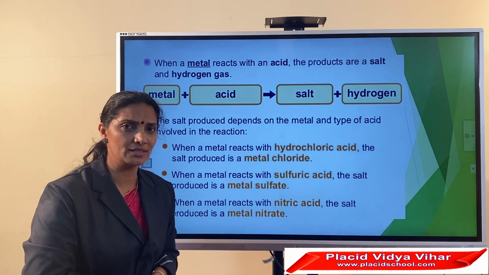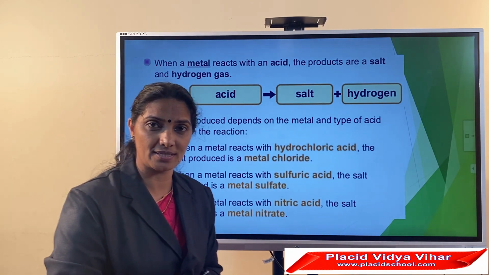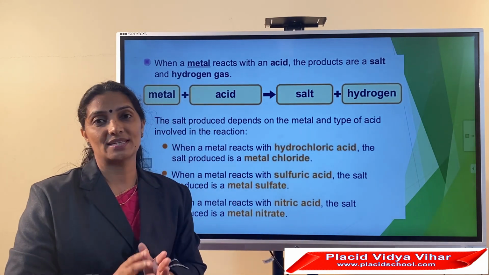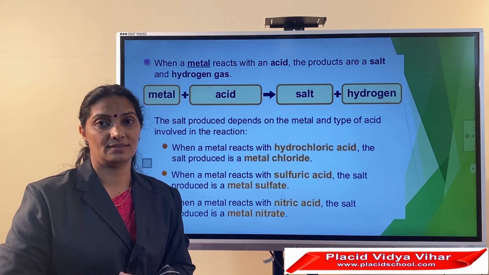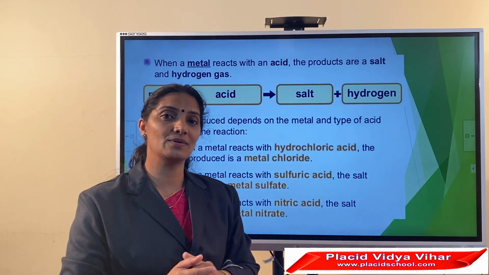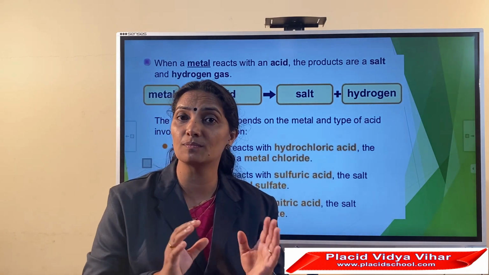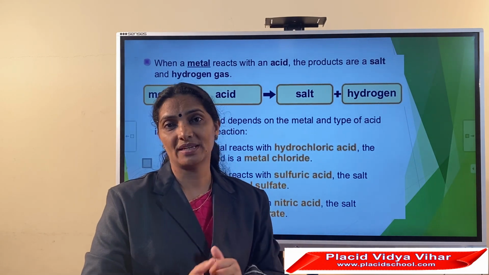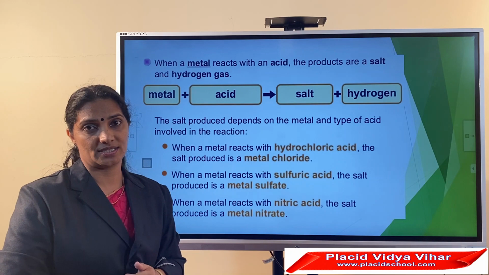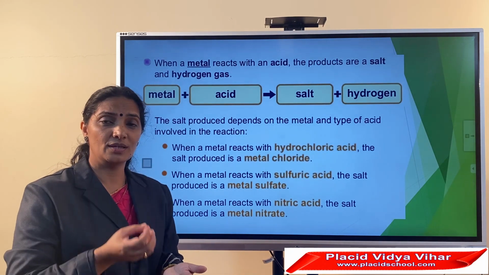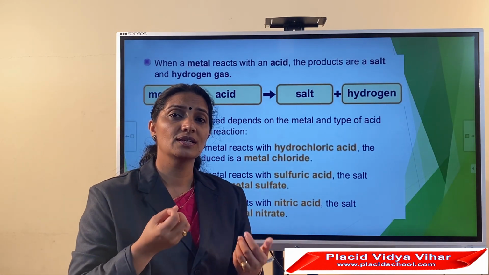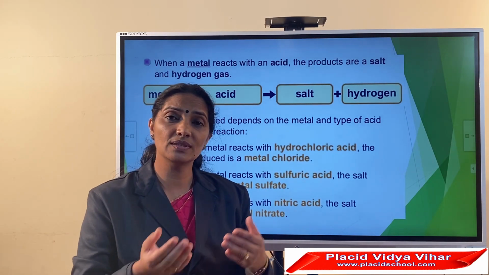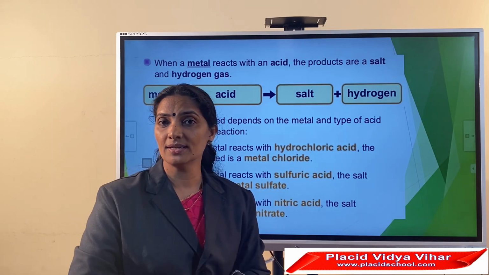And what do you think about the reaction of metals with bases? The reaction between acid and metal is common and simple. But actually, the reaction between a metal and base is a complex one, because the base itself contains some metal. So this is a complicated reaction. But it happens only in the case of reactions of strong bases like sodium hydroxide and potassium hydroxide with certain metals, zinc and aluminium.